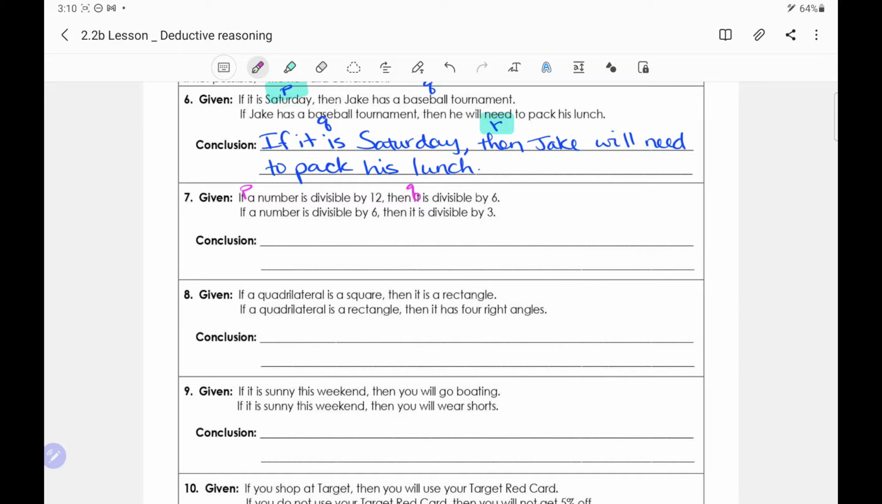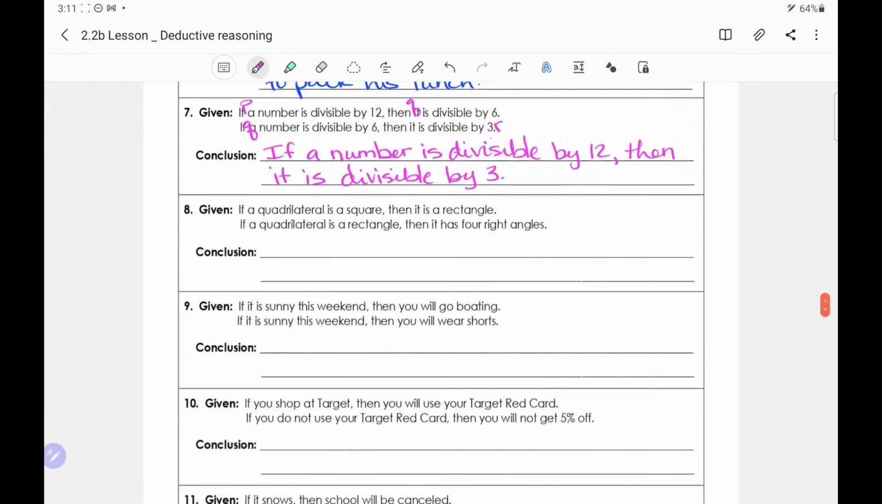That's my Q. If a number is divisible by 6, does that match? It is divisible by 6. A number is divisible by 6. My Q matches. Then it is divisible by 3. That's my R. So again, I have if P then Q, if Q then R. So P implies R. Here's our statement. If a number is divisible by 12, then it is divisible by 3. The statement is valid. Let's look at 8.